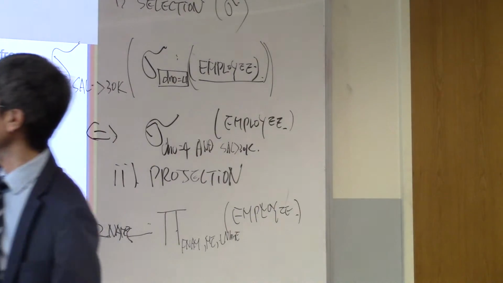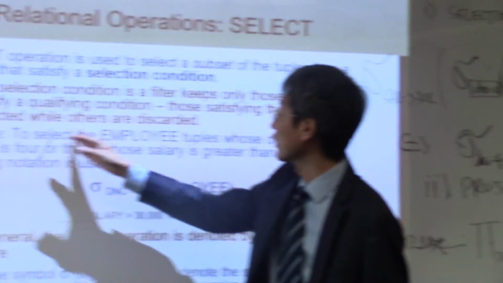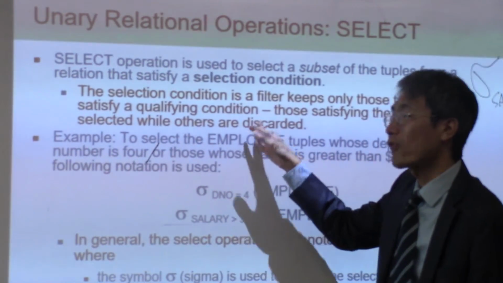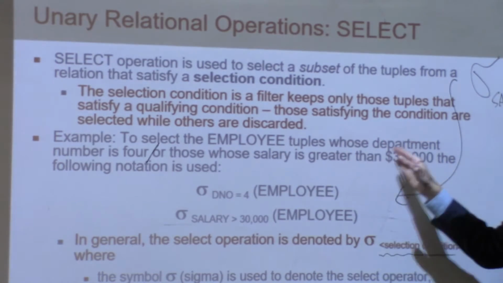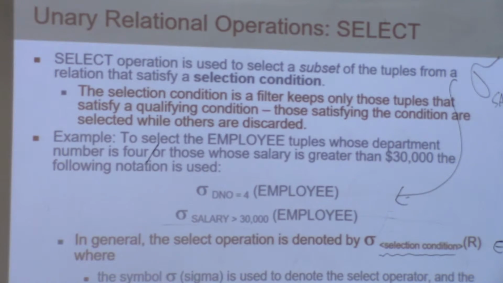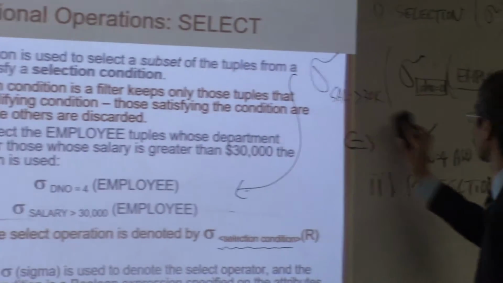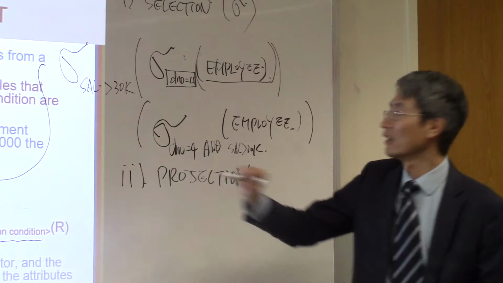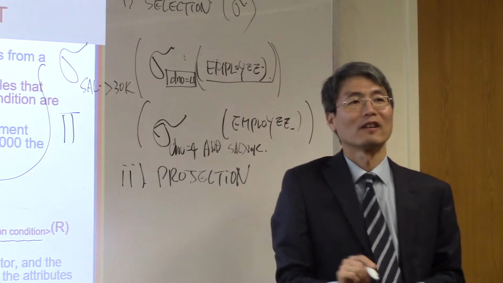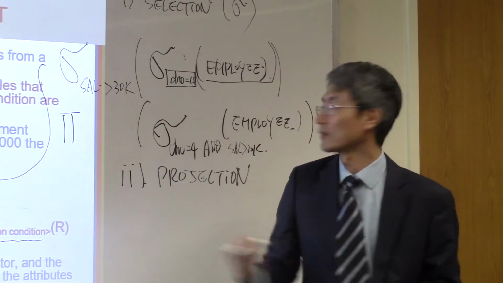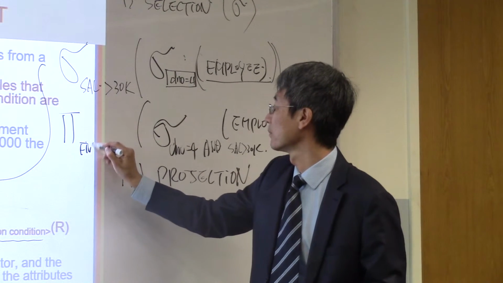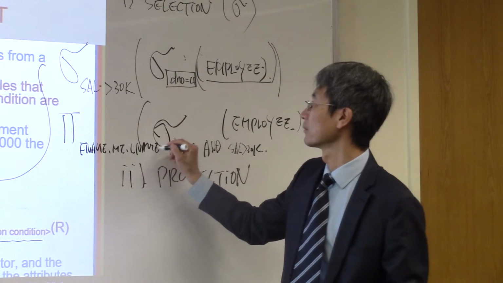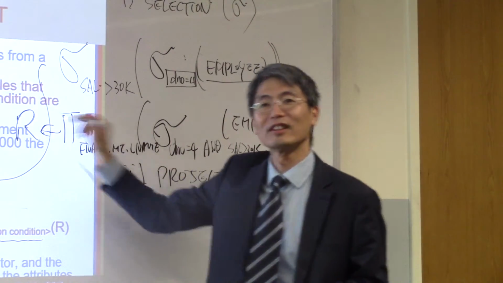Which means this one can be used with the select. So why don't we change it? I'd like to select the employee's name, first name, middle name initial, and last name, whose department is the same condition. How can we change this one? Here, we can use the output of this one as the input of this projection: first name, middle name initial, and last name. And this is the result. This is also a relation.